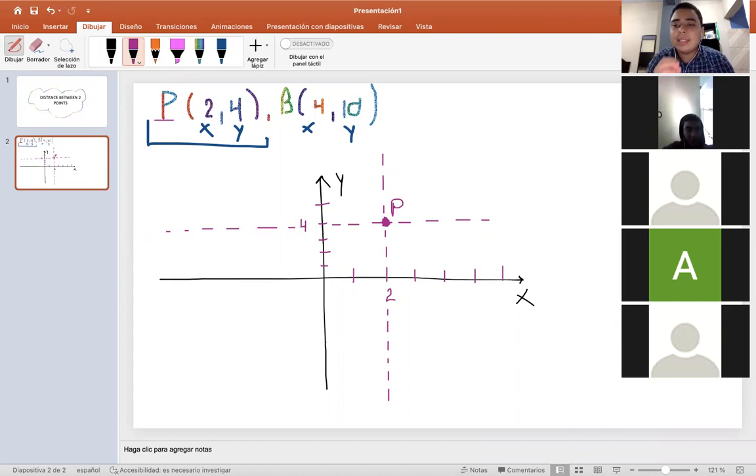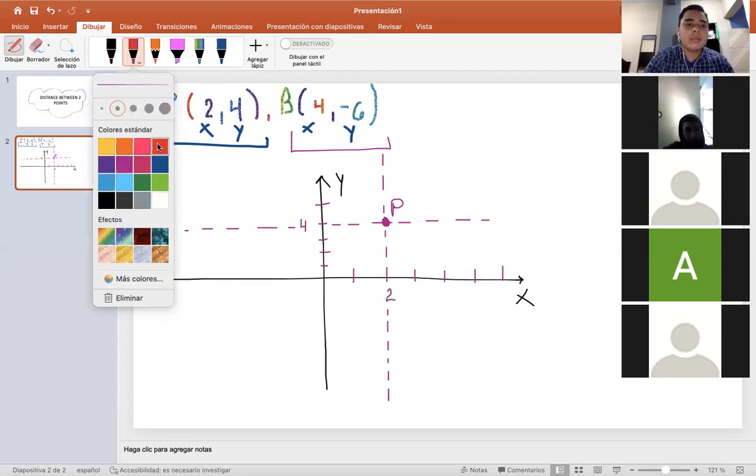Exactly the same way with the other point, with point B, positive 4 and 10. So what happened? Let's change. Let's put here negative 6. Well, in the x-axis, we are going to have 4. I'm going to do it in another color for you to see better, guys. Okay, I'm going to do it in red.